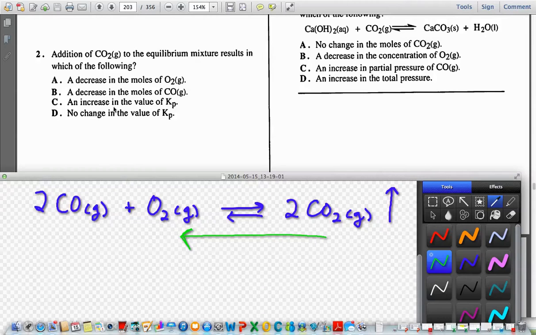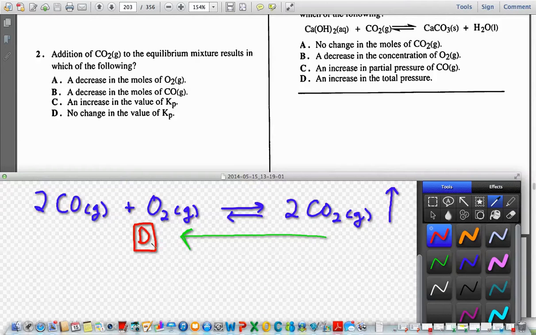So let's look at these one at a time. A decrease in moles of O2, actually the opposite would happen. Let's eliminate A. A decrease in moles of CO, the opposite would happen. Let's eliminate B. An increase in the value of Kp, only changing the temperature will change the value of Kp, so D is the best answer. No change in the value of Kp.